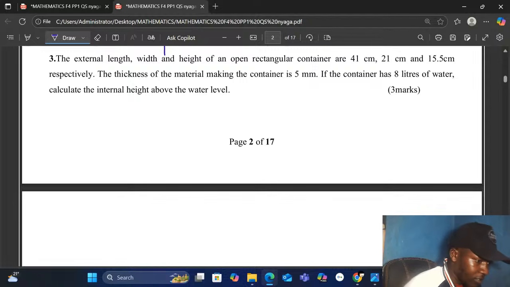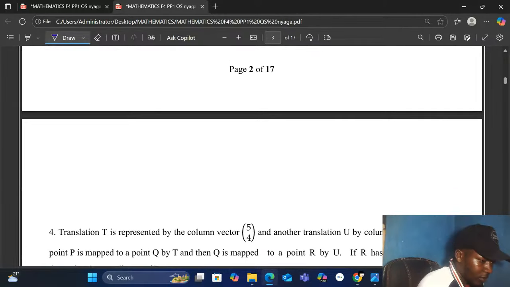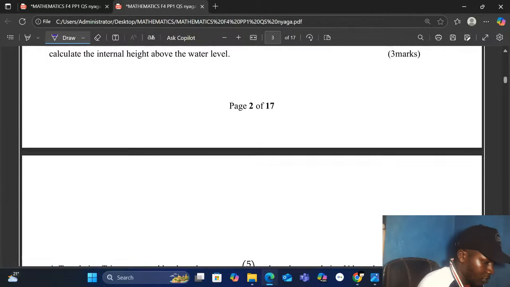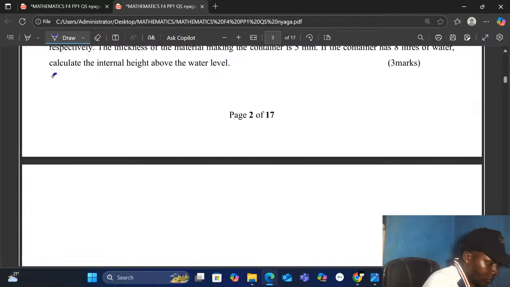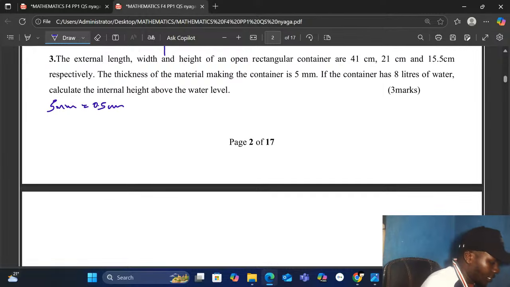The internal height above the level of water. Now, we can see the thickness of the material is 5 millimeter. You can convert it to centimeter. So 5 millimeter is equivalent to 0.5 centimeter. So that is the thickness of the material.